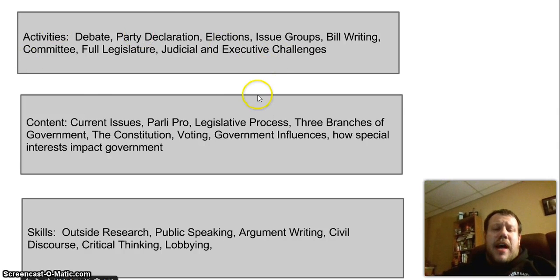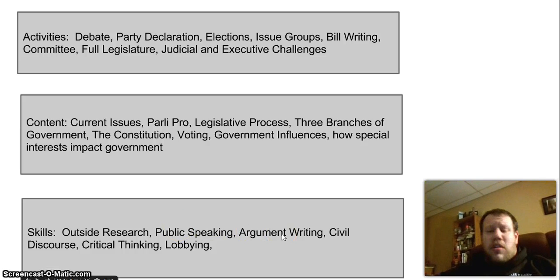Lastly, while we're doing the content and the activities, your kids will learn a lot of good skills too. Right now, we're working on outside research, researching the bills that we debate. They'll be researching the issues that they choose. They're working on public speaking. We've given two short speeches in class already, and we'll give more as we go on.